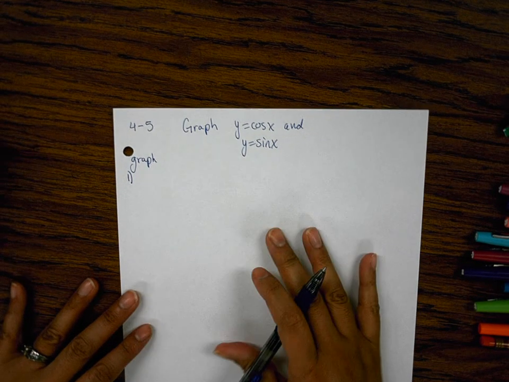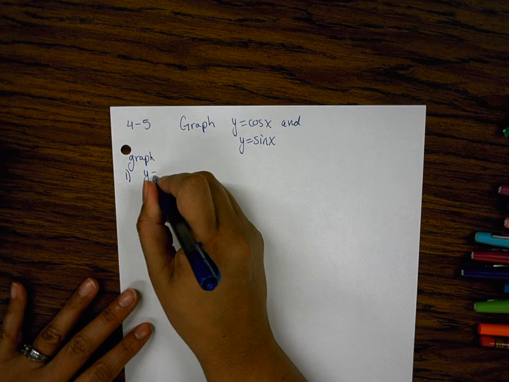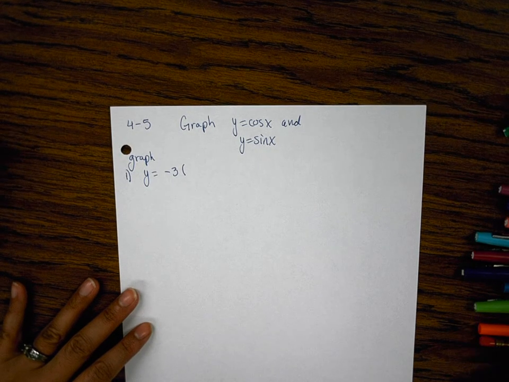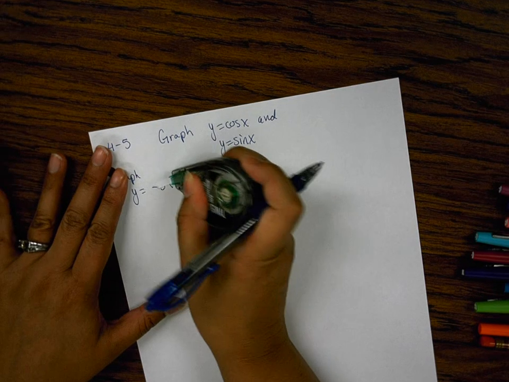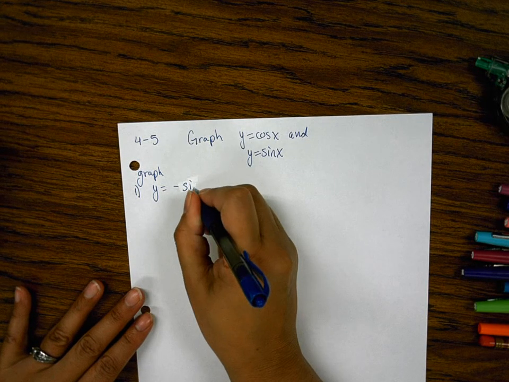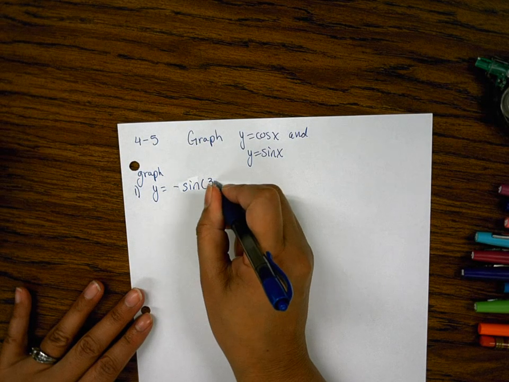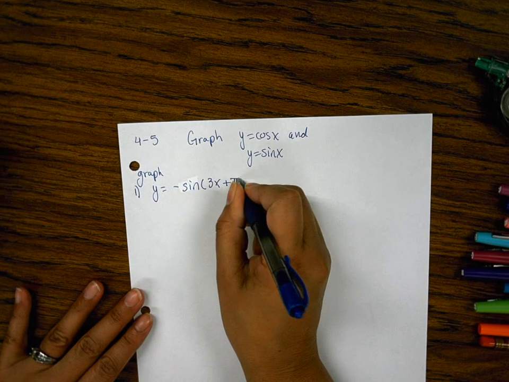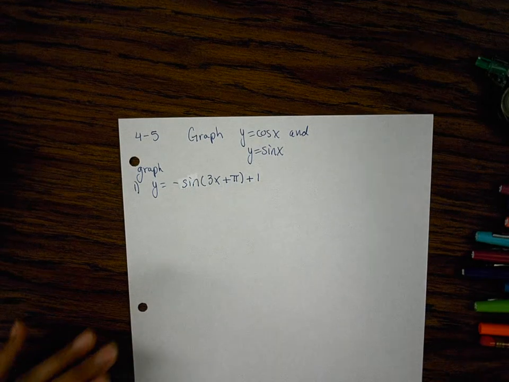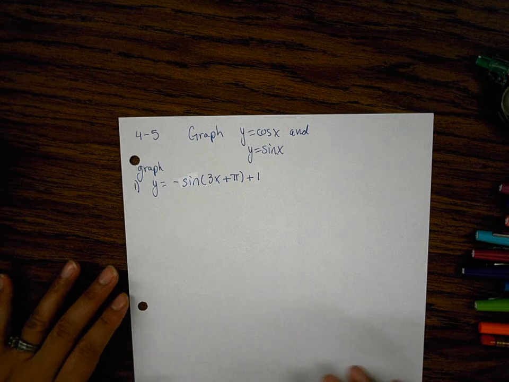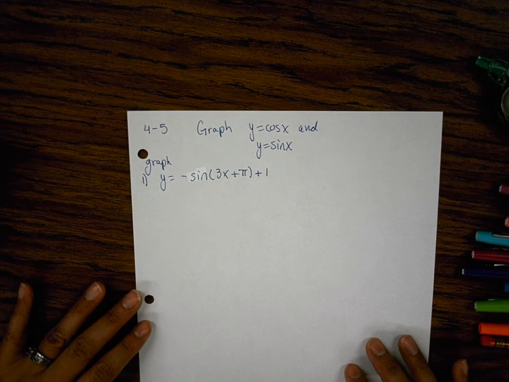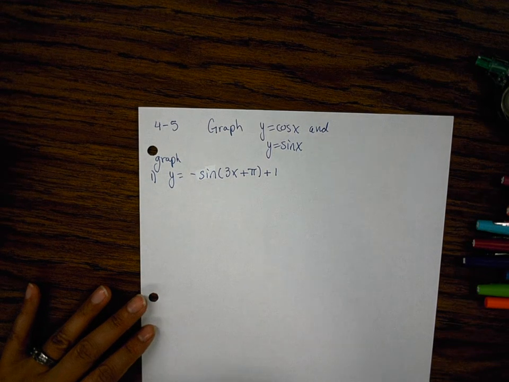Okay, graph number 1. I'm going to start that over and I apologize. Y equals negative sine parentheses 3x plus pi close parentheses plus 1. All right, let's get through this.